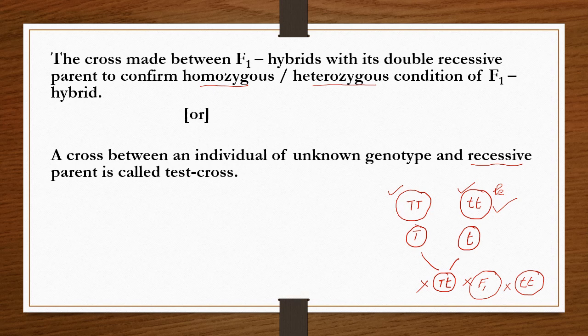So test cross is defined as a cross between F1 individuals and a double recessive parent, that is small t, or whatever character you have taken in that double recessive parent with the F1 hybrid. If you do that cross, then it is called a test cross.